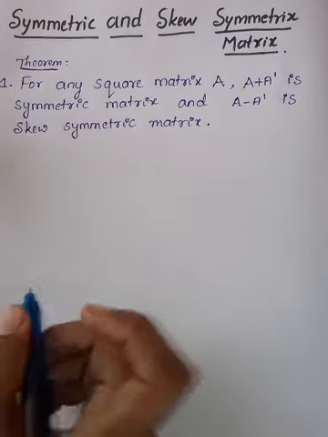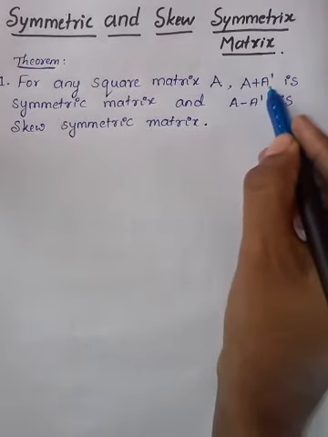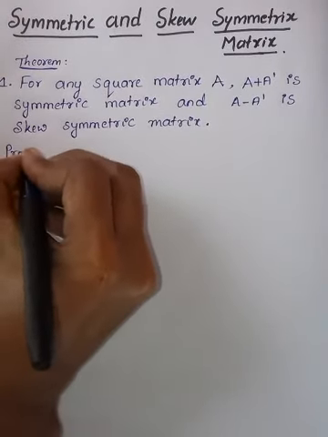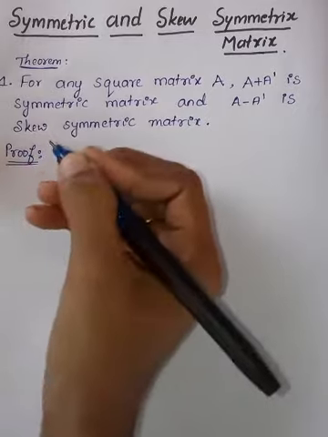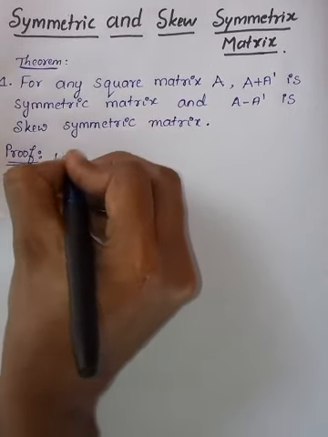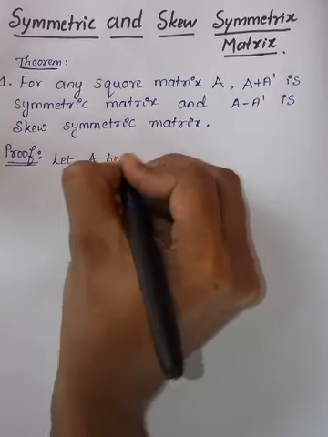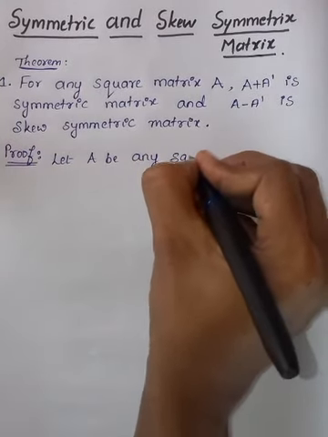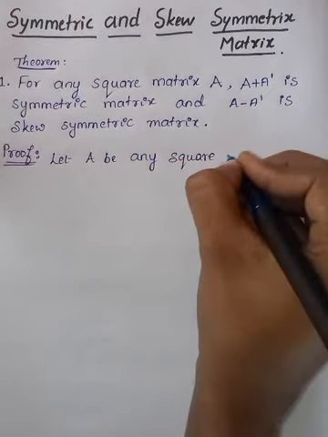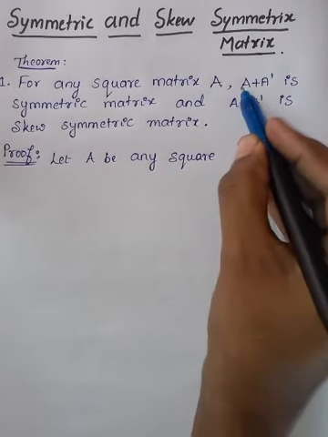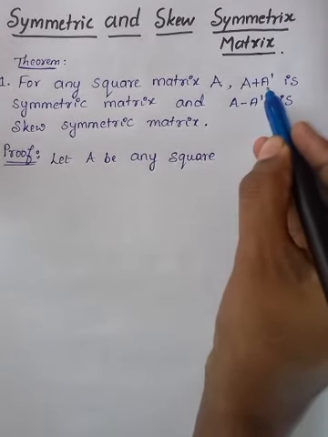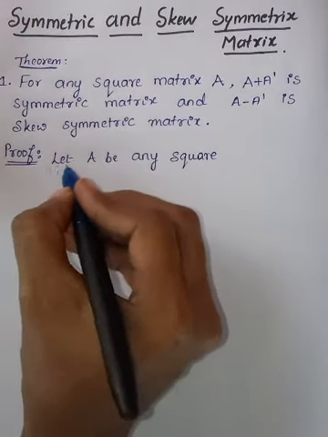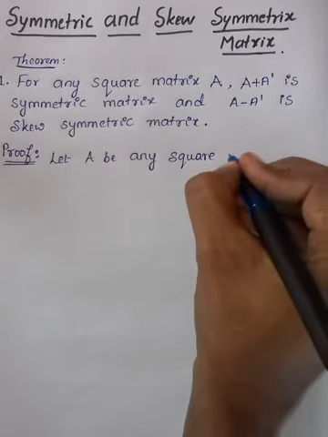First, I will explain how A plus A transpose is symmetric. Proof. Let A be any square matrix. Square matrix, because symmetric and skew symmetric matrices are applicable only for square matrices. So let A be any square matrix.